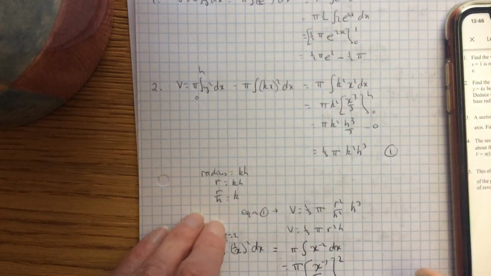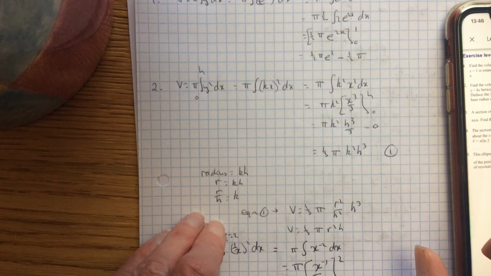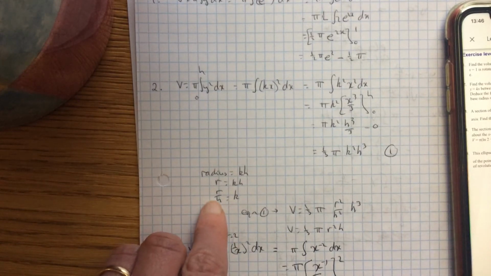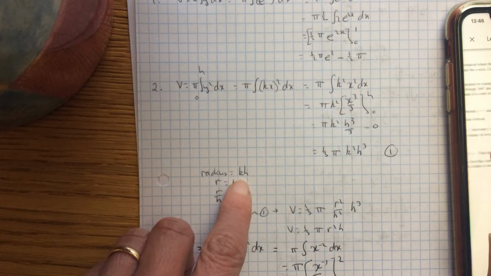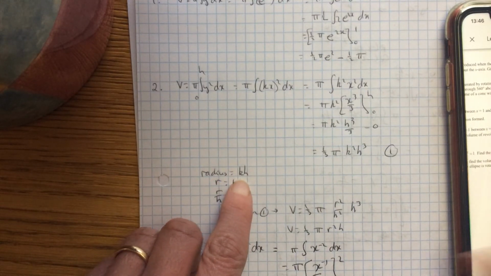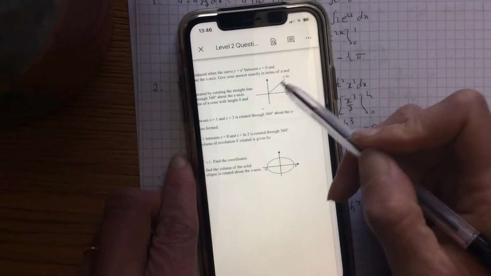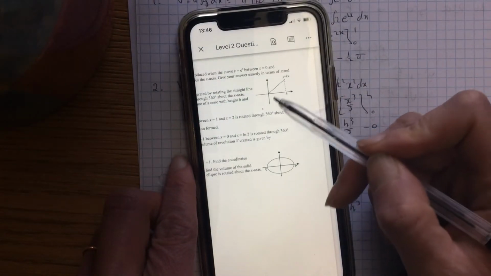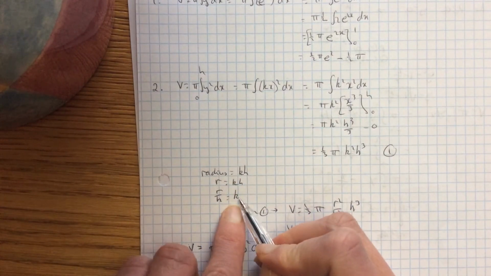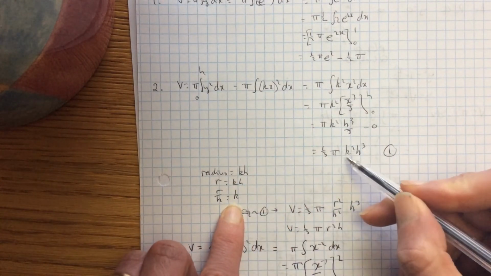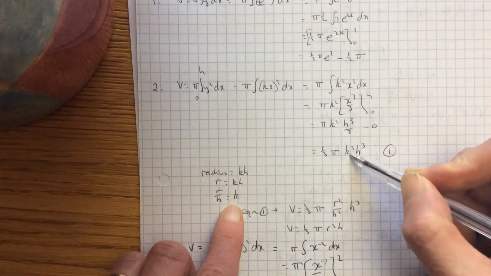Now, in this next one, deduce the formula for the volume of a cone with height h and base radius r. So your radius is kh. If you look at the wee picture there, if you can imagine spinning it around, this is your radius, so kh. So I could rewrite that as k is r over h, and just sub that in here.